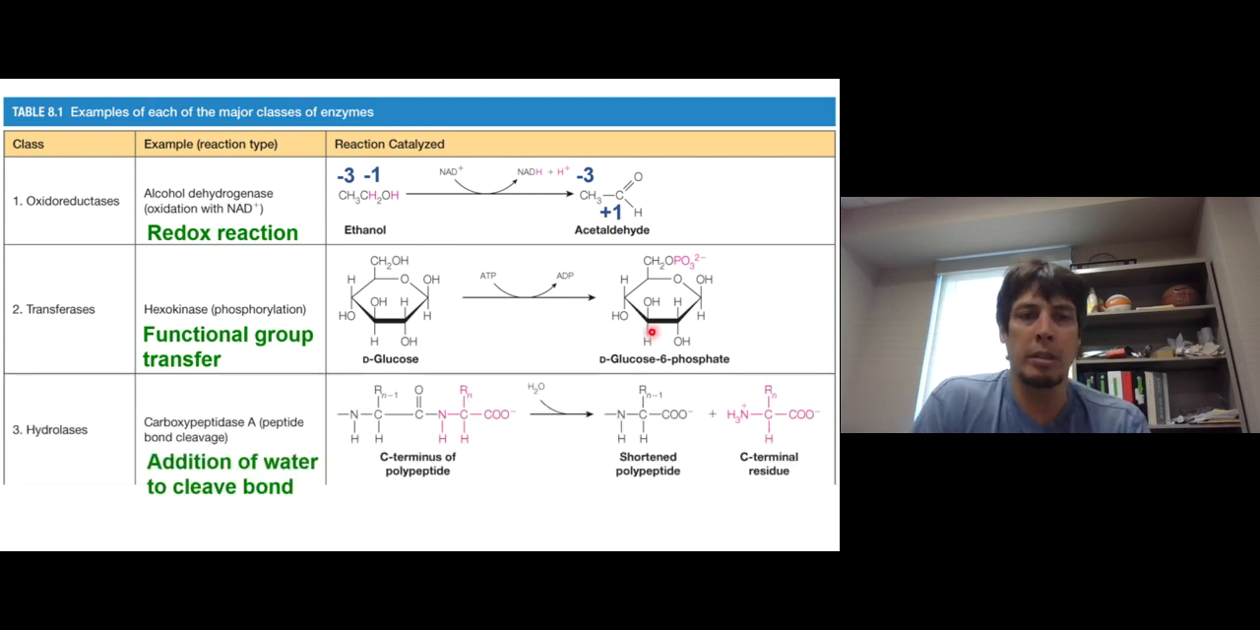Third major class is a hydrolase. As the name implies, this involves water. And in fact, what this does is it adds water across a bond to cleave the bond. One example of this is carboxypeptidase A, which participates in peptide bond cleavage.